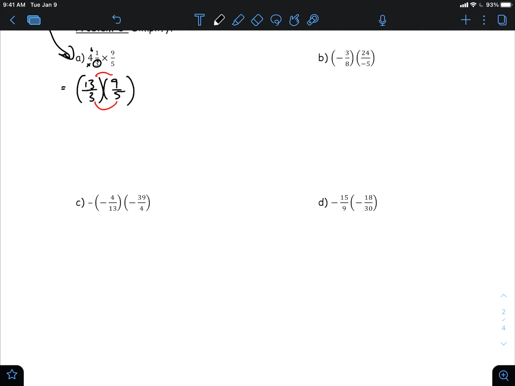Okay, so 13 times 9, do we know what that is? 13 times 10 would be 130. Take away 9. That'd be the fast way if you're not doing it with your calculator, right? 130 take away 9 would be 13 times 9. So it would be 121. Does everybody agree?